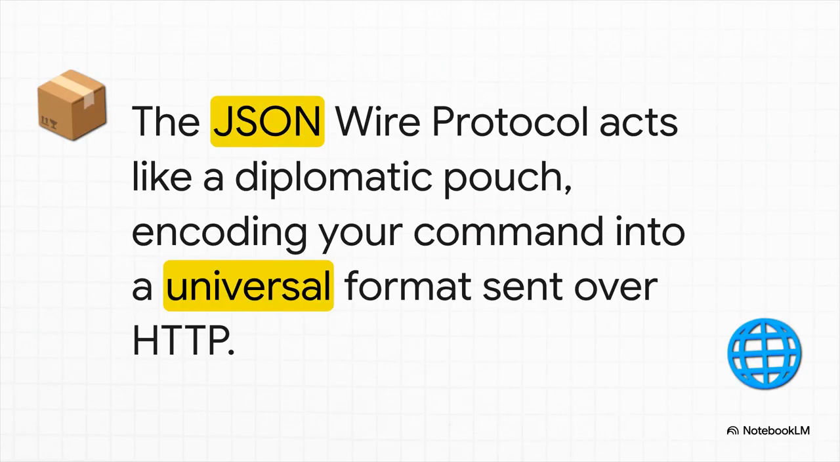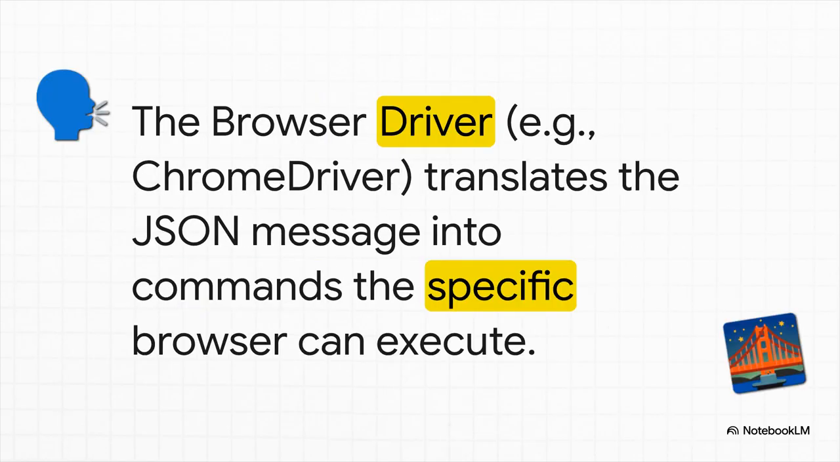Now, our diplomat can't just shout the message across the border. It needs to be packaged up securely in a way that everybody involved can understand. And that's where the JSON wire protocol comes in. This thing is basically our diplomatic pouch. It takes your command and wraps it up in a universal format. That format is JSON, which is just a simple way to structure data, and it's sent over a standard web request using HTTP.